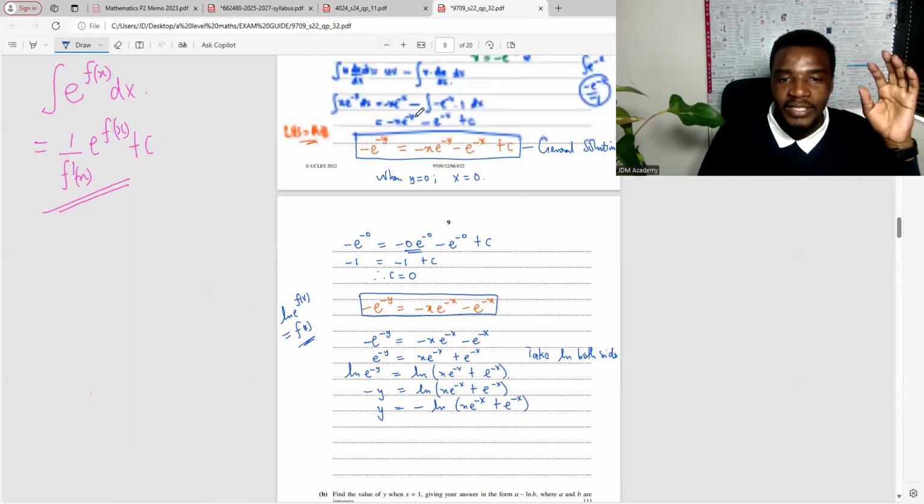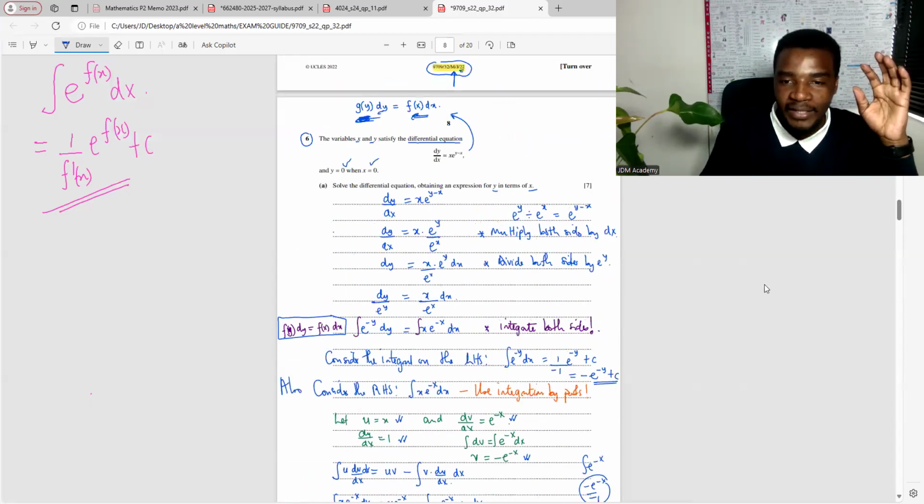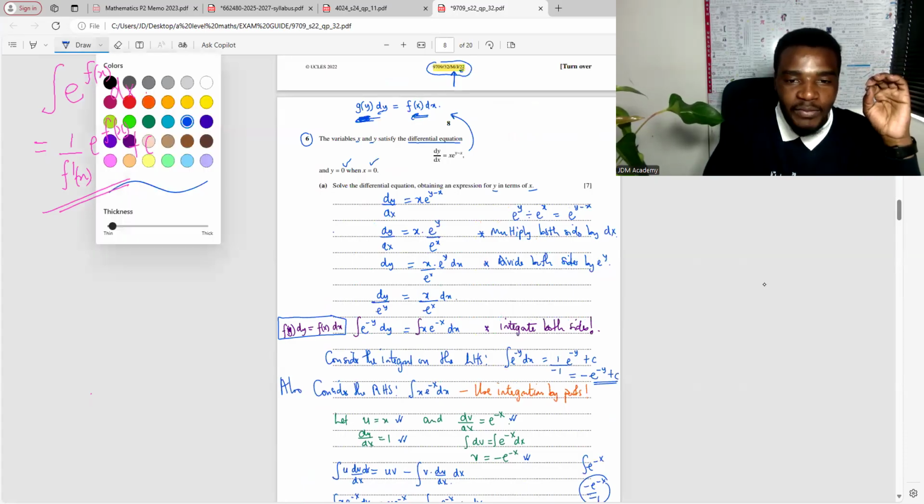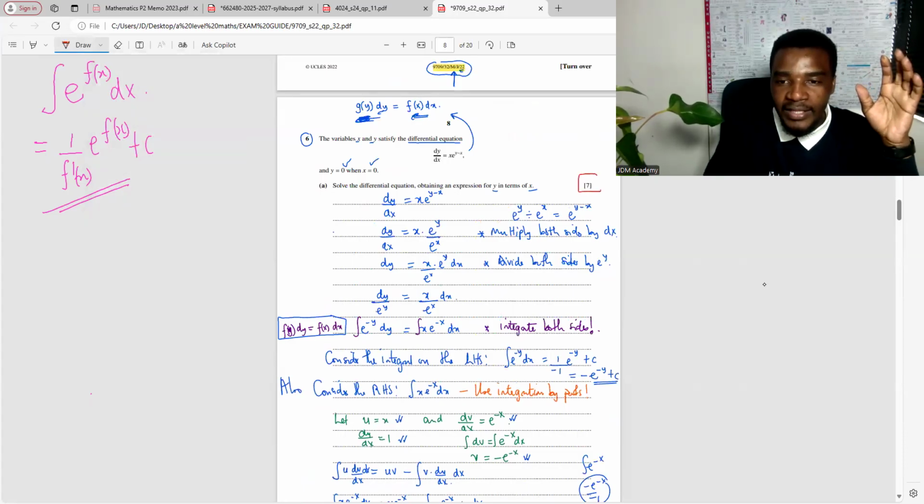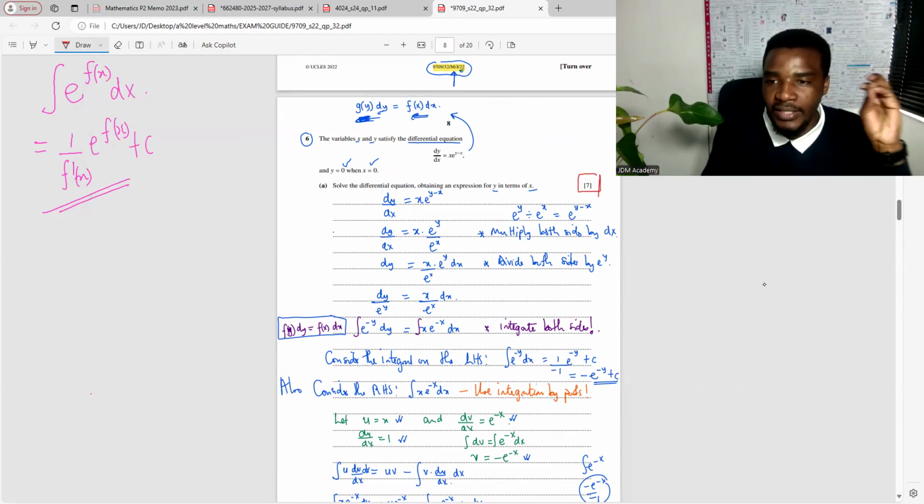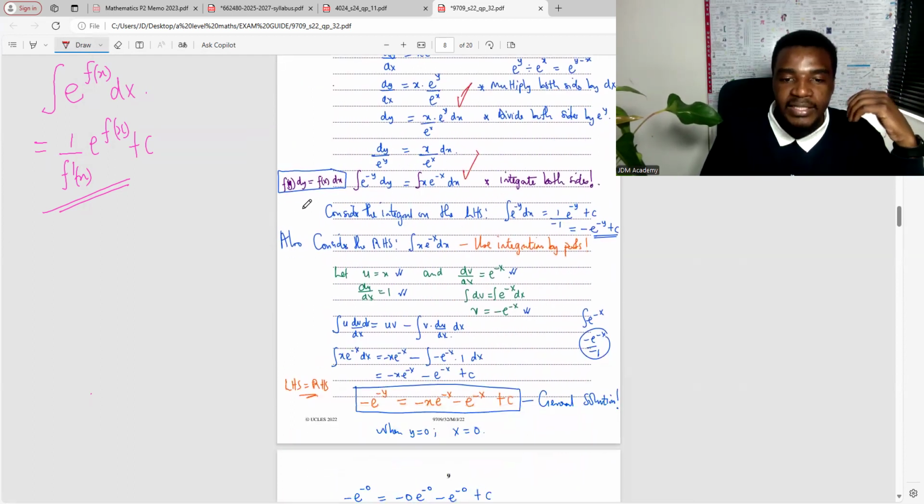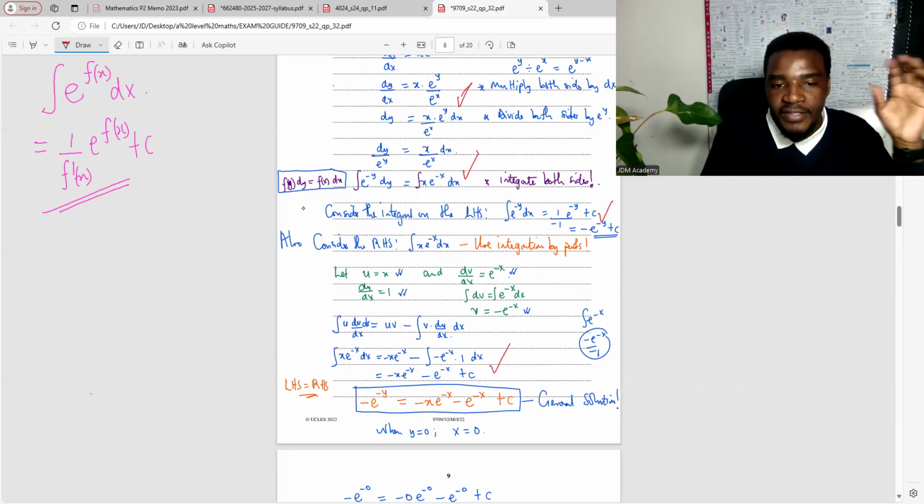So as you see this question, there are 7 marks for this question. How are these marks going to be awarded? The very first thing is, when you see a differential equation at advanced level, what you have to do firstly is separate the variables. It's very important for you to separate the variables. And then after separating the variables, you have to integrate both sides, the left-hand side and the right-hand side.